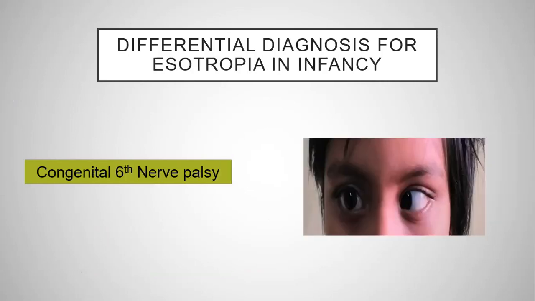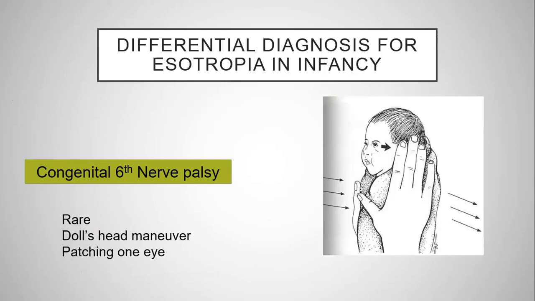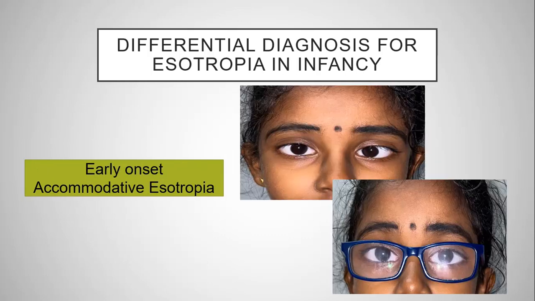The next differential diagnosis is sixth nerve palsy. It very rarely occurs, and if it occurs it is reversible. These three, sixth nerve palsy, DRS, and congenital esotropia, you have to differentiate by extraocular movements using the doll head maneuver, by patching one eye for 45 minutes to see the extraocular movement, or by doing the forced duction test under general anesthesia.